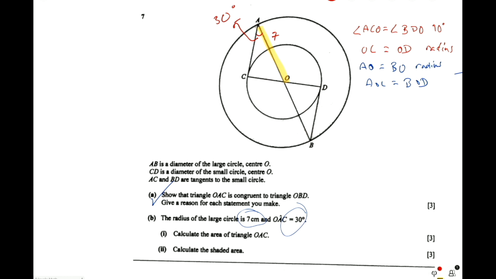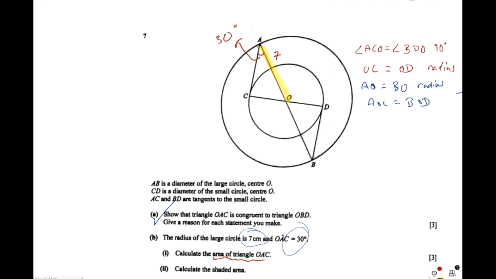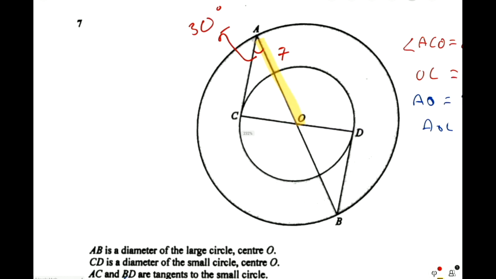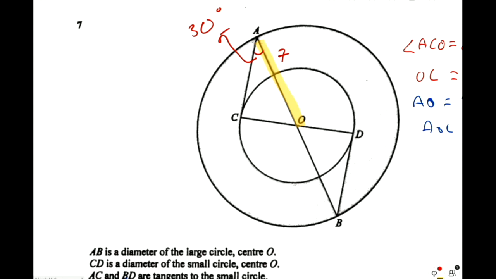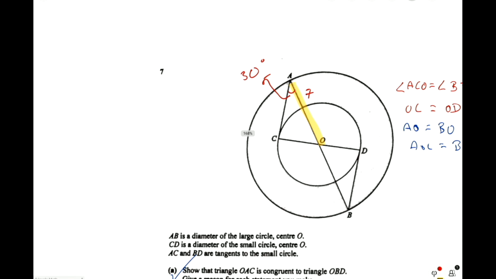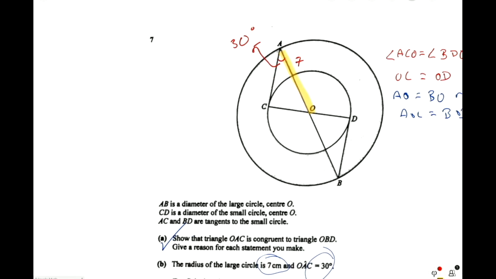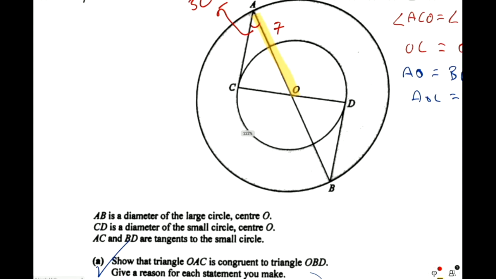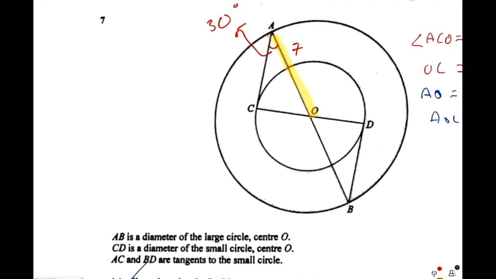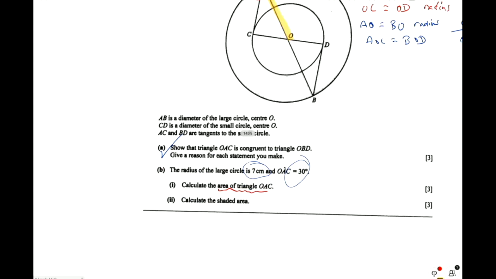Okay, so what's our objective? Calculate the area of triangle OAC. Let's see how to find this one. Area of OAC is half times base times height. Wow, how many marks is this? 3 marks.